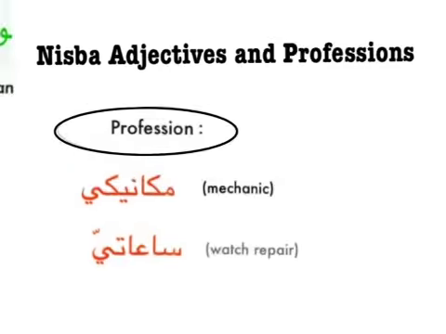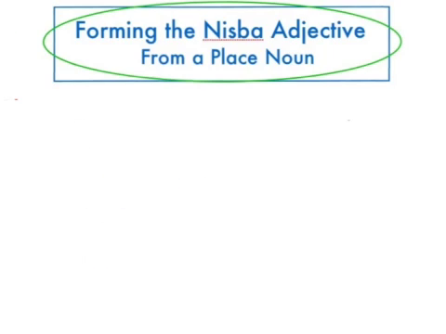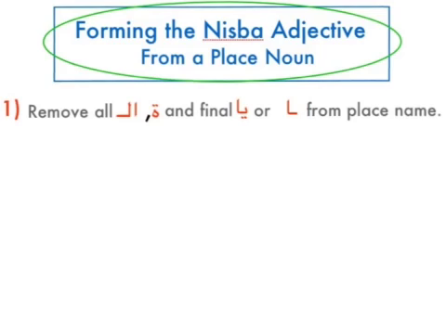Now let's look at Nisba adjectives and professions. Professions such as ميكانيكي, mechanic, or ساعاتي, watch repair. Notice how ساعة is the root of this word ساعاتي. Forming the Nisba adjective from a place noun is very easy. First, remove all ألف لام التعريف, تا مربوطة, and final يا ألف or ألف from a place name.